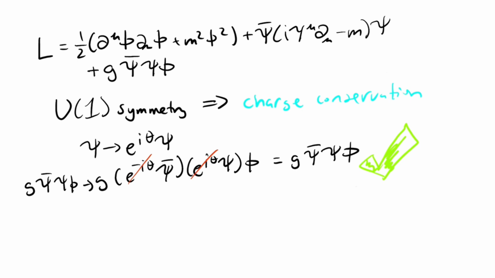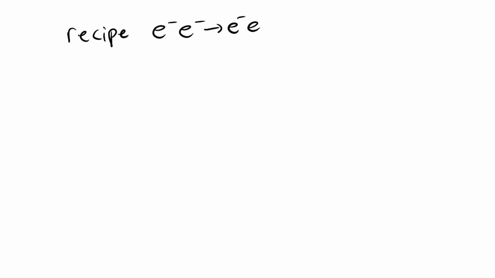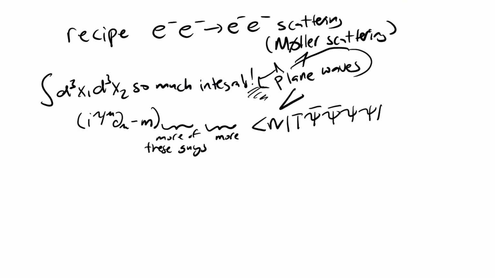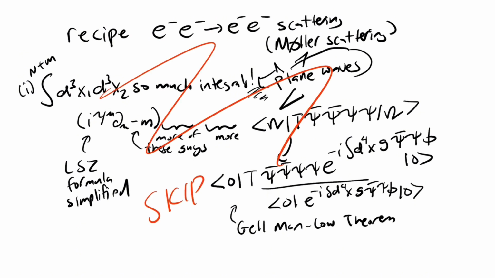Let's talk about how we can calculate e-e scattering with this theory. The recipe is the same as before. We'd have to use the tricky LSZ formula along with the Gell-Mann–Low theorem to derive the Feynman rules. But using some intuition, we can skip some steps.